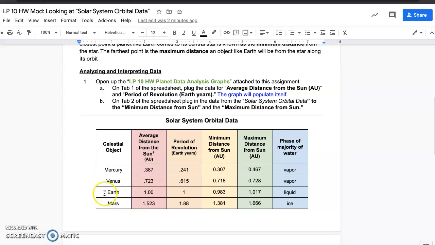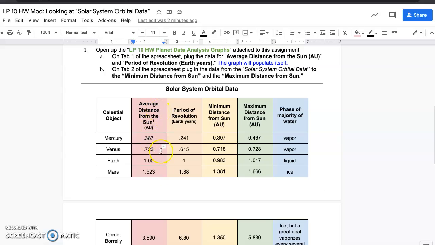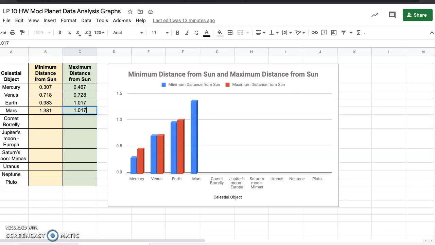For example, if we look at the Earth here, the average distance from the sun is 1 AU. And the period of revolution, which is measured in Earth years for all planets, is 1 Earth year. But we see that Mercury has a much shorter revolution and only takes about 0.241 Earth years to travel around the sun. So right now, all you're doing is plugging in the rest of the data for these two columns, the red column and the orange column.